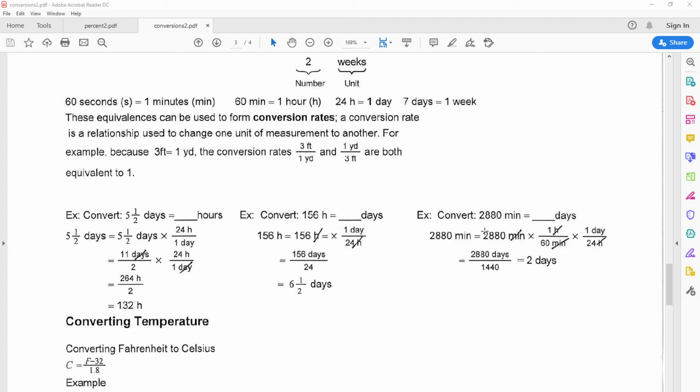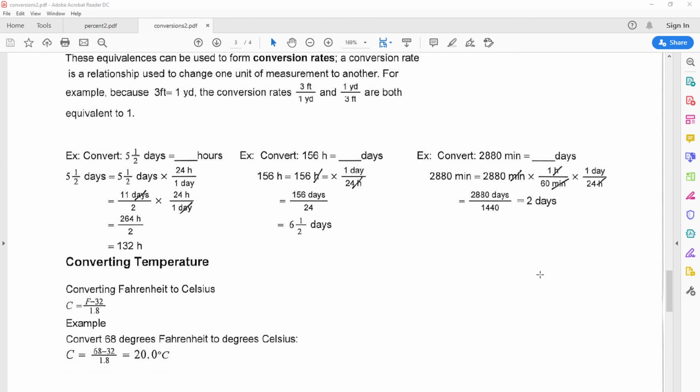This other one here, we have 2,880 minutes equal to so many days. So I don't have a direct relationship between minutes and days. I have to daisy chain and go from minutes to hours and then from hours to days. So I know that there are 60 minutes in an hour. So it cancels it out there. Then hours, I want hours to go away, but I know there's so many hours in a day. So I put 24 over 1. So you can see everything is canceling out. And the only unit that's left is days. And it comes out to be 2 days.